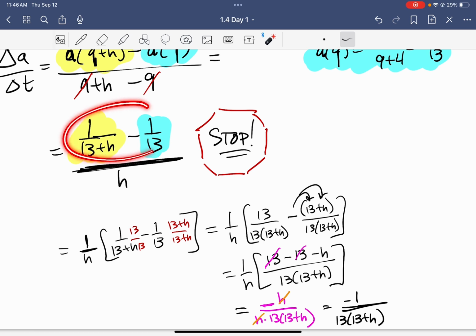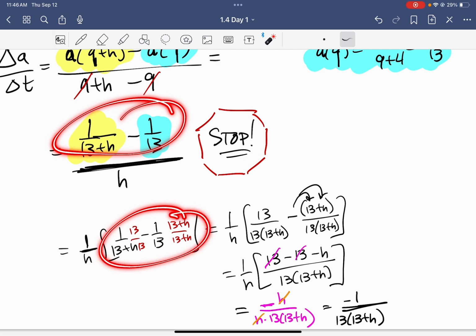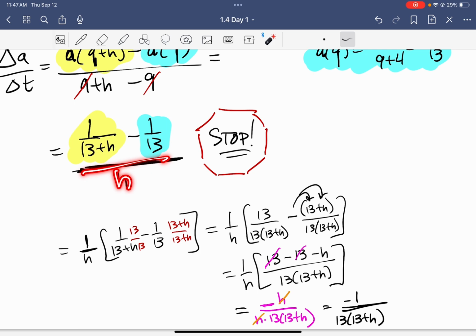Well, the first thing I'm going to say, if you have stuff divided by h, that's the same as multiplying all that stuff by 1 over h. So dividing by h is the same as multiplying by 1 over h. Well, then you have 1 over 13 plus h minus 1 over 13. And since those are two different denominators, I must multiply to get the common denominator. And this object is what we call a well-chosen one. It is a good choice. We actually have two different well-chosen ones.